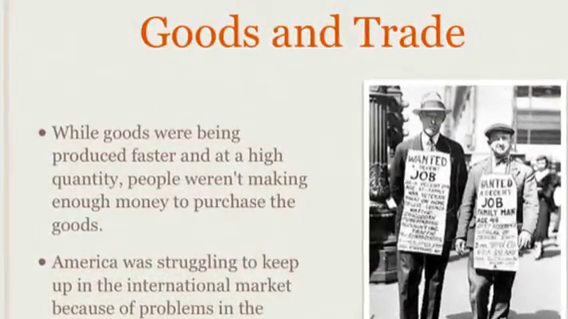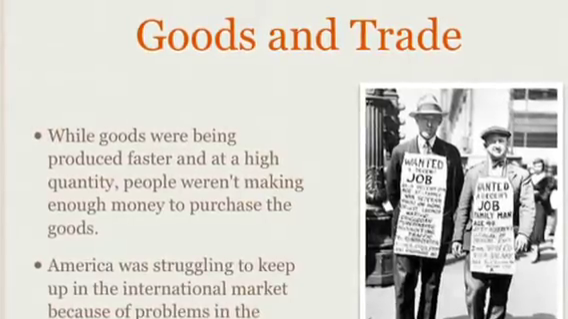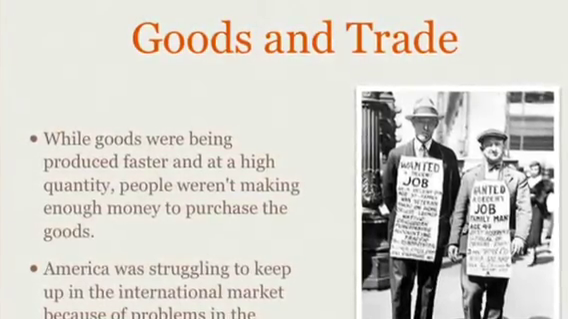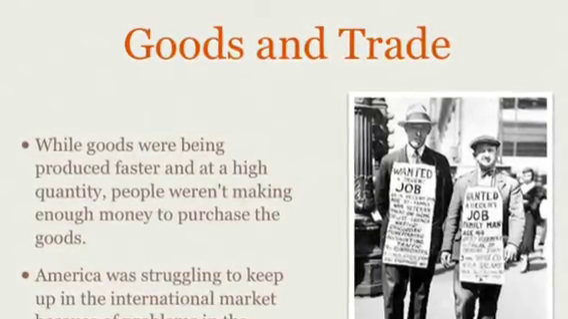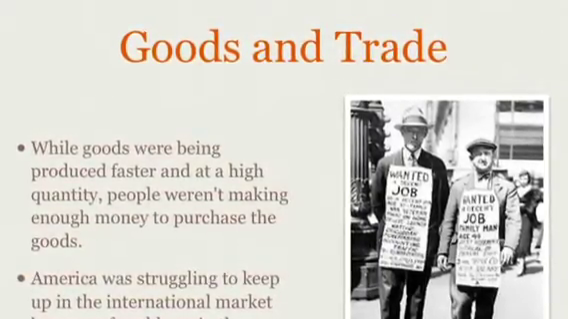There was overproduction of goods, but people weren't making enough to purchase the goods. Production was up, and money was down. About half of American families lived at or below the poverty level in 1929.